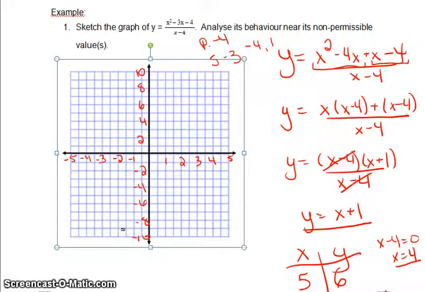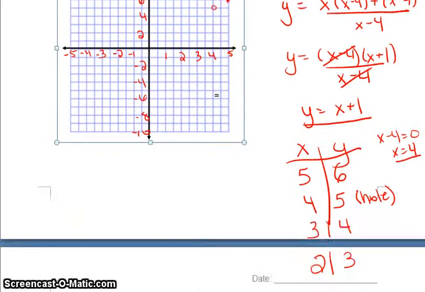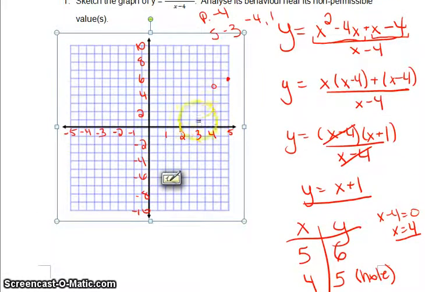Alright, so once you get your line spacing all sorted out, from here we can start graphing. Our first one there, we had 5 and 6. Then we had 4 and 5, and this one here is going to be our hole. Then, scrolling down here, we had 3 and 4. Then we had 2 and 3. And from there we don't need to go any further.